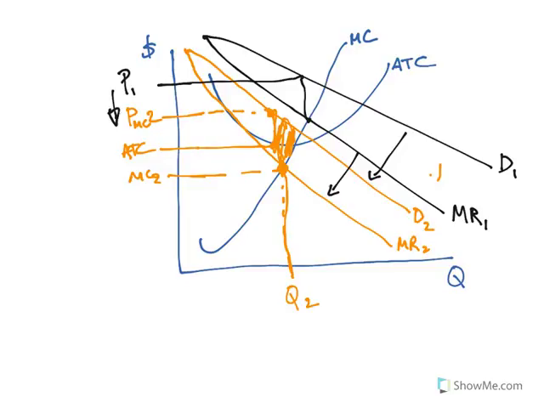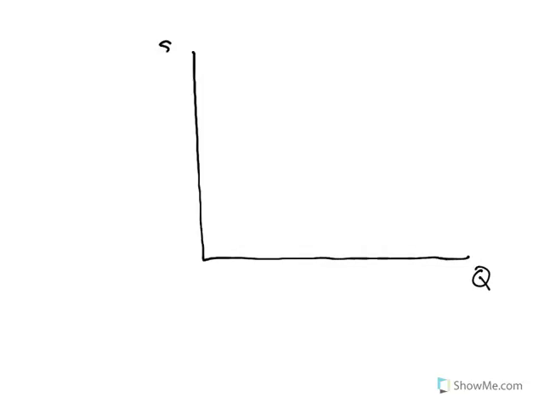Now remember, there are no barriers to entry. So this story isn't over yet. Another hamburger firm is going to enter because there are opportunities to make profits. In fact, this will keep happening until there is no incentive for a firm to enter. Well, there's no incentive for a firm to enter when there are no economic profits. So let's sketch what a monopolistically competitive model looks like in the long run.